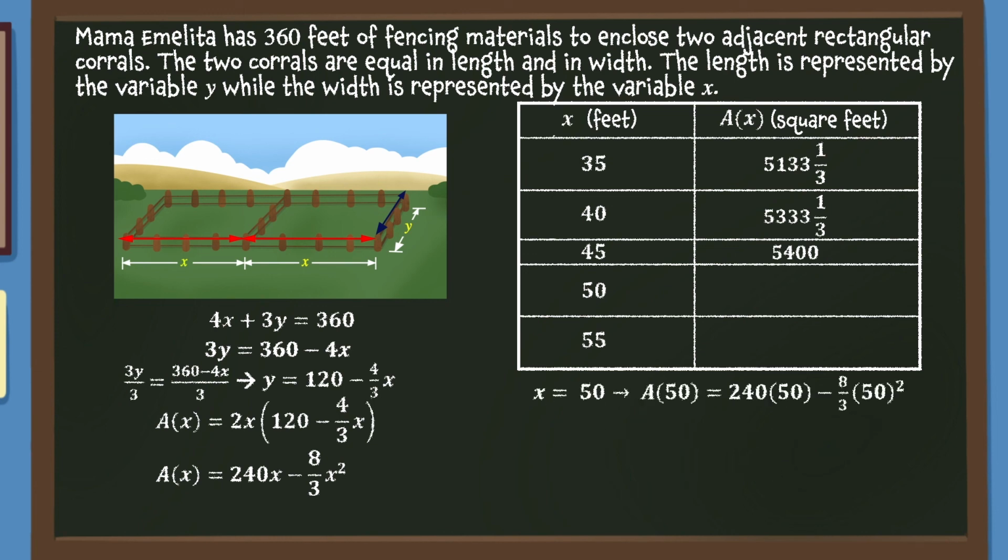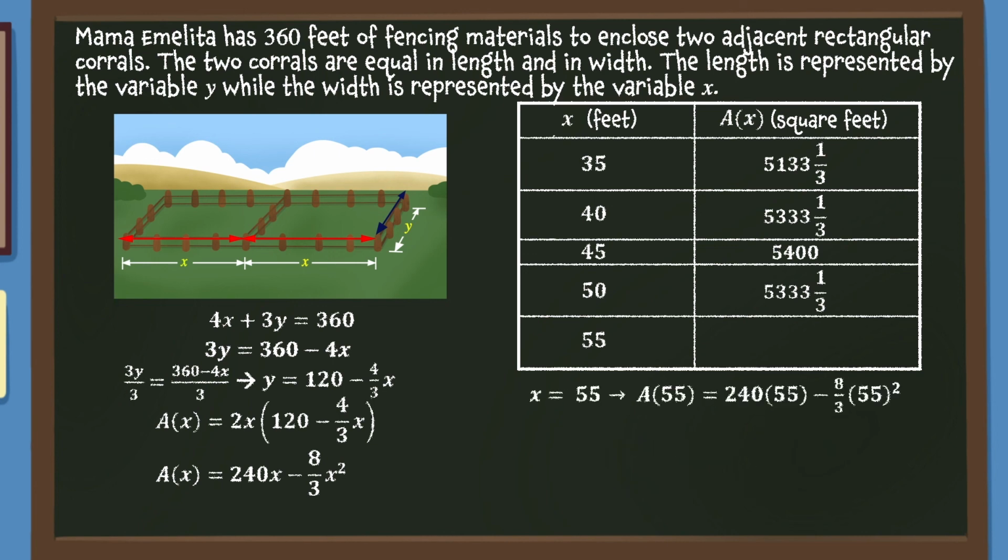When x is 50, A of 50 is equal to 240 times 50 minus 8/3 of the square of 50. And therefore, A of 50 is equal to 12,000 minus 20,000 over 3. And the result is A of 50 is equal to 5,333 and 1/3. Hence, when the width of each corral is 50 feet, the total area of the corrals is 5,333 and 1/3 square feet.